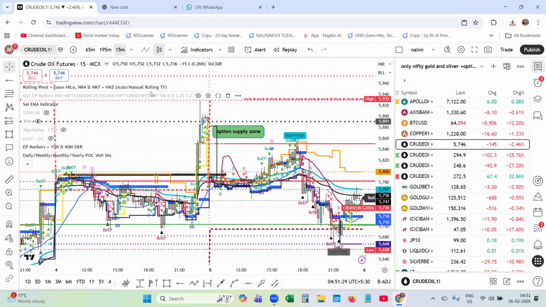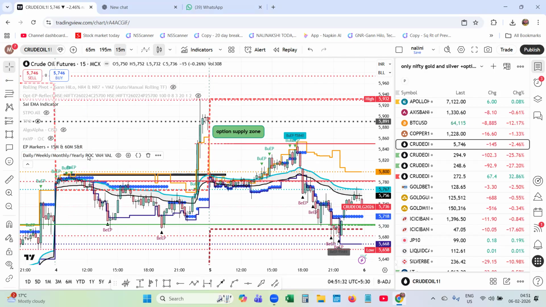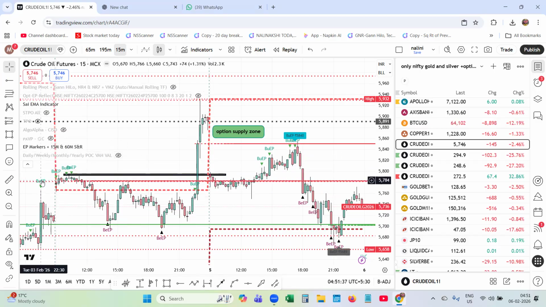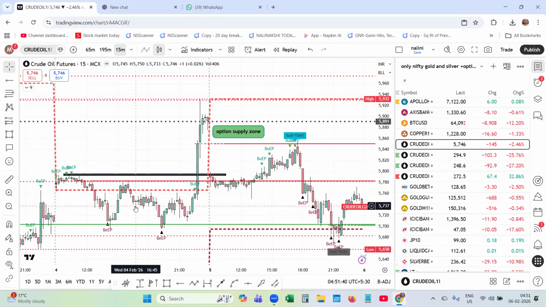Let me hide the rolling pivot, and let me enable only the EP markers. This is the EP marker, the episodic pivot marker intraday. You can see a bullish EP forming at this point. There was no bullish EP formed at this top. This was a manipulative move in the market.